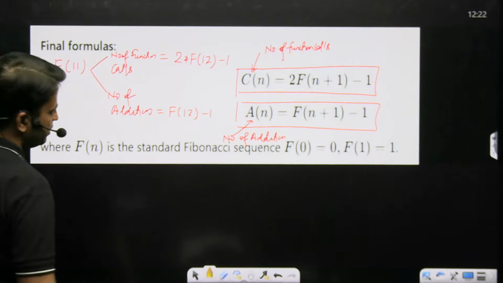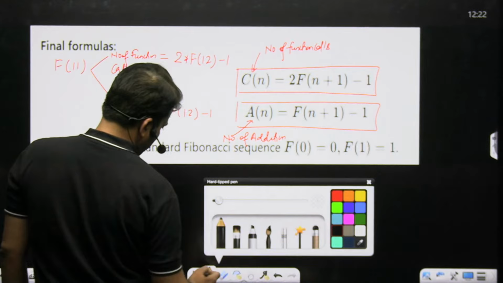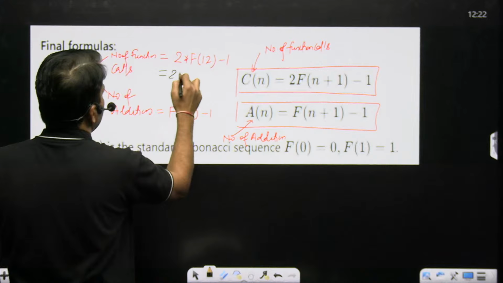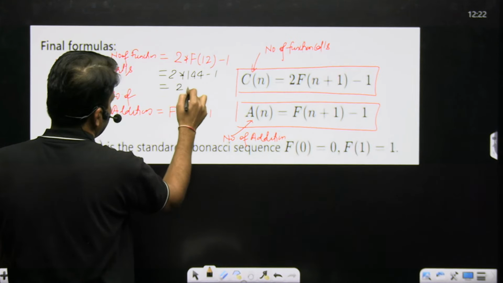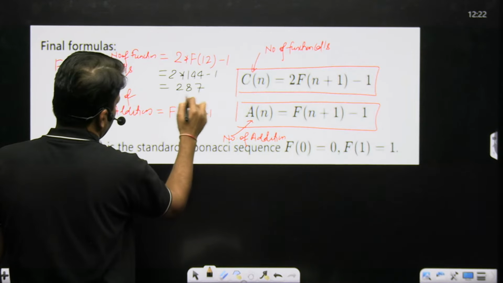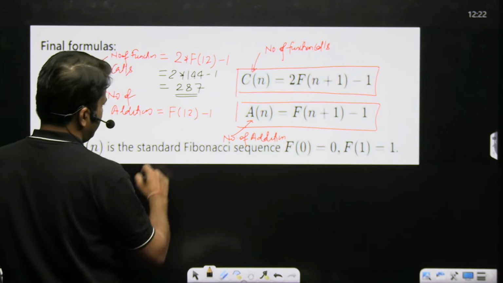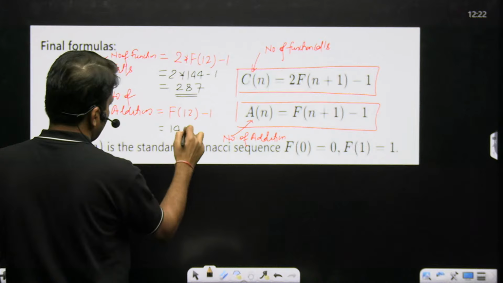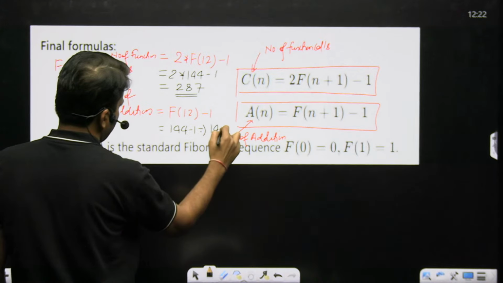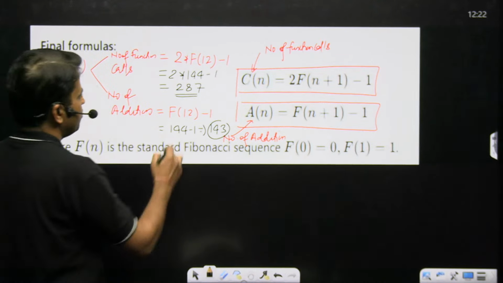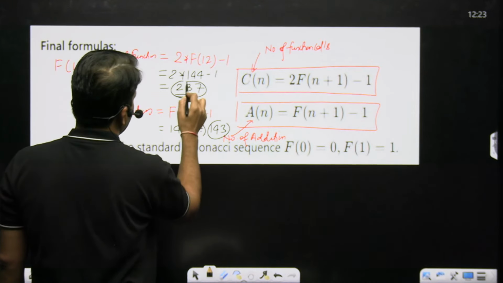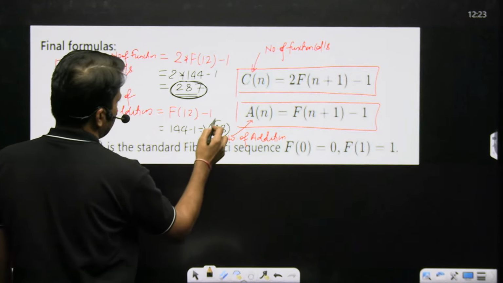So write here the value 144. So you will get 2 times 144 minus 1, so it is 288 minus 1, 287. So the number of function calls is 287, and the number of additions is what, sir? 144 minus 1, so it will be 143. So in this way you can calculate the number of function calls and the number of additions. Understood, students?